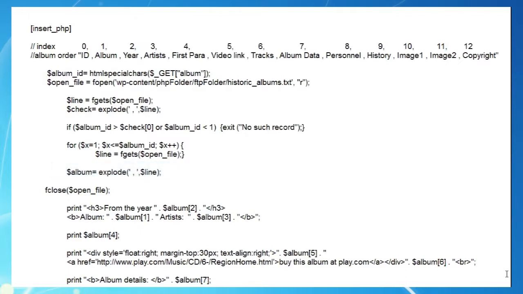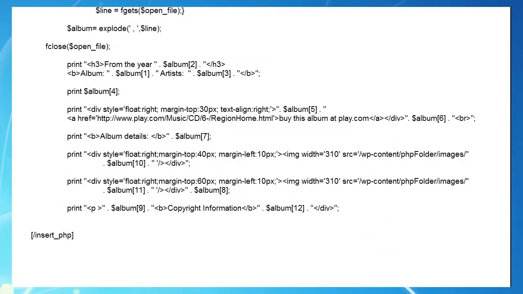From now on, we're effectively printing out onto the page using our array data together with bits of HTML. The first 2 lines print out the year, album title, and artists. Album 4 is the first paragraph of text to get our page going. The next lines print out the iframe code for our YouTube video link, album 5, and put it in a div container which is floated off to the right. We use this float property to allow the text we're going to add to run around the video area.